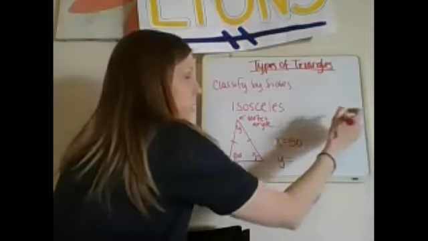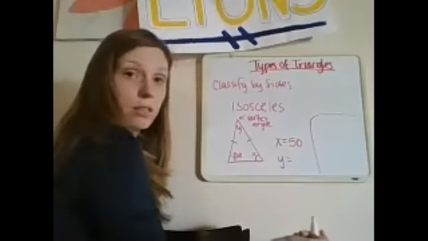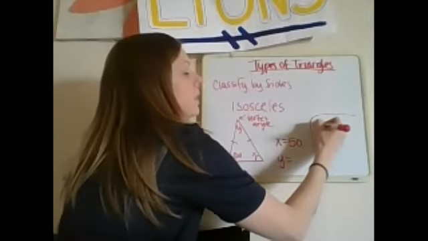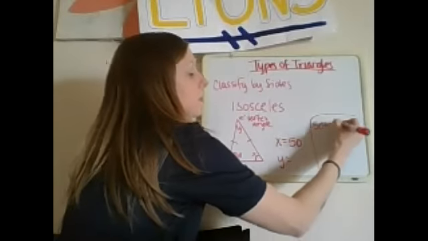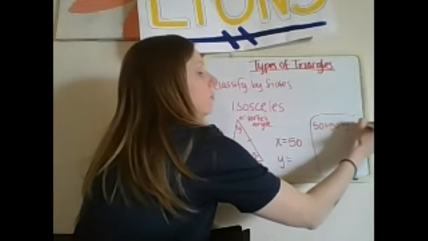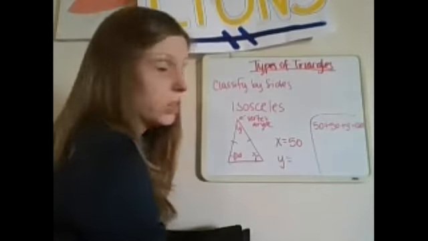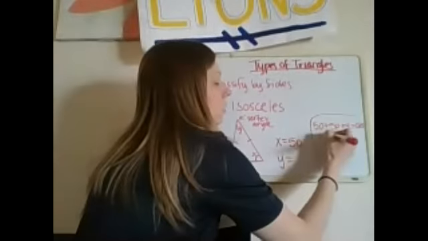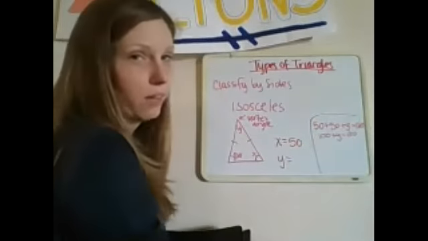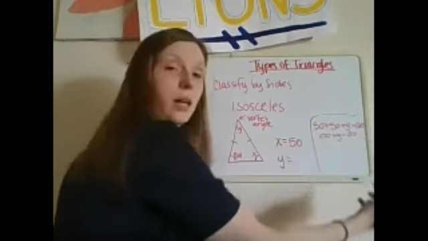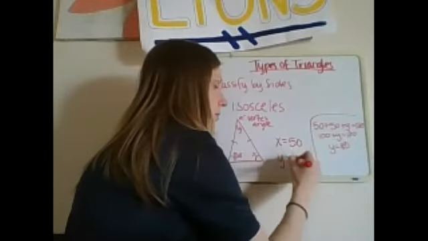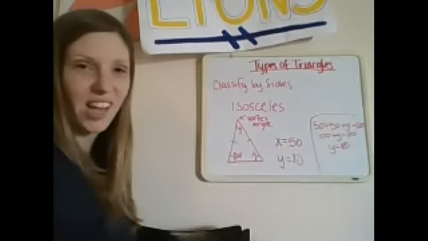So what we can do is a little scratch work over to the side and say that we know that 50 plus 50, those are both 50, plus y equals 180. 50 plus 50 is 100. So 100 plus y equals 180. Again, we solve this one-step math problem. Subtract 100 on each side. We get y equals 80 degrees. Okay, and we're done.